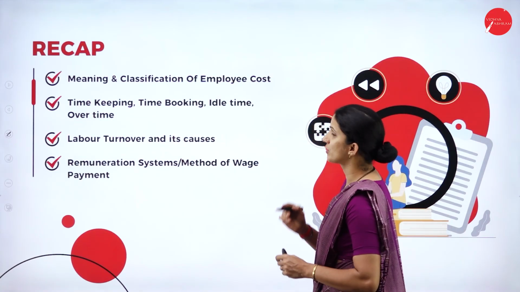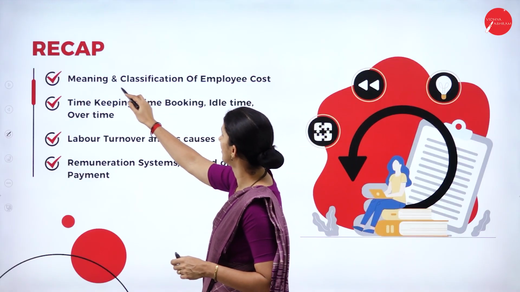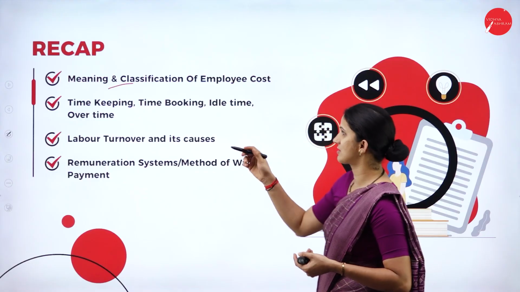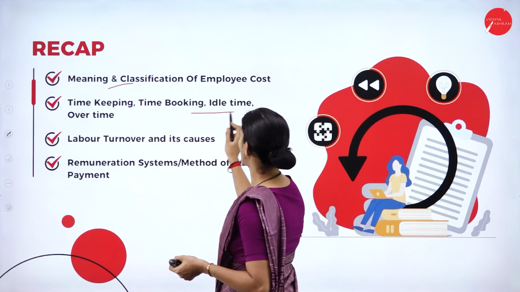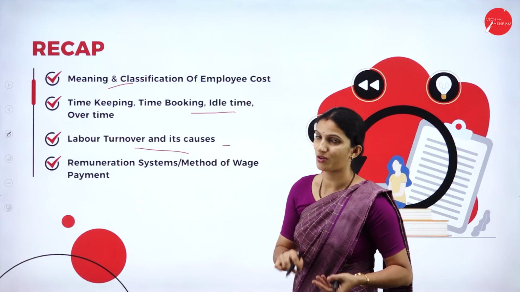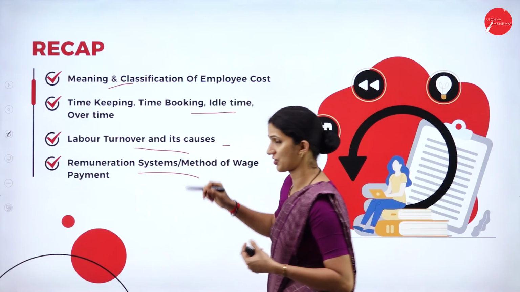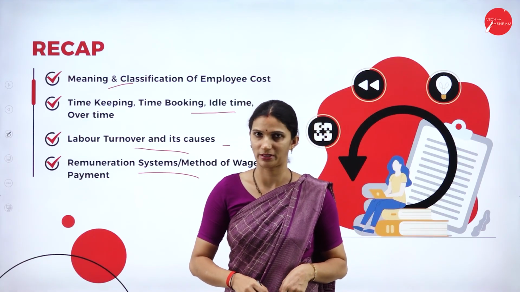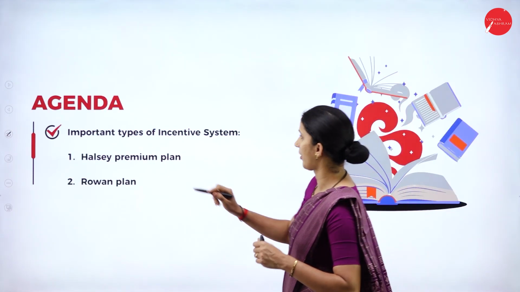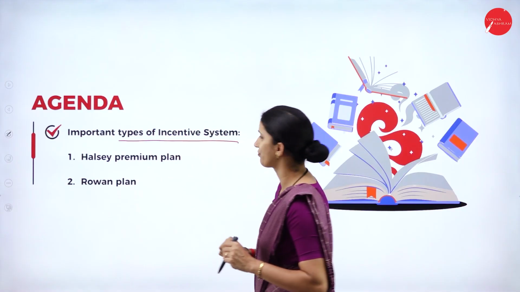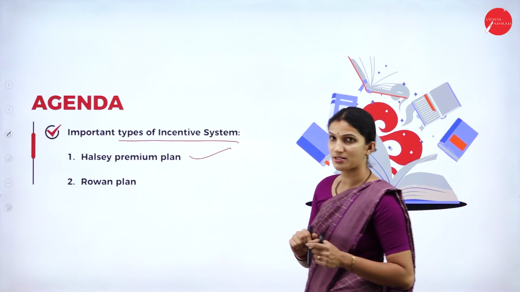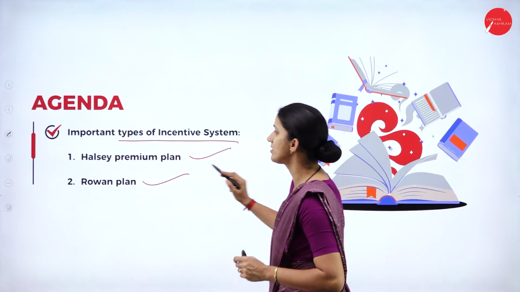So, recap. In the previous sessions we have seen what is labor cost and the classifications of employee cost, and the various timekeeping, time booking, idle time, overtime, and then labor turnover, what are its causes, and the remuneration system or the methods of wage payment. In today's session we will be discussing the important types of incentive system. In that I have taken Halsey's premium plan and Rowan's plan.